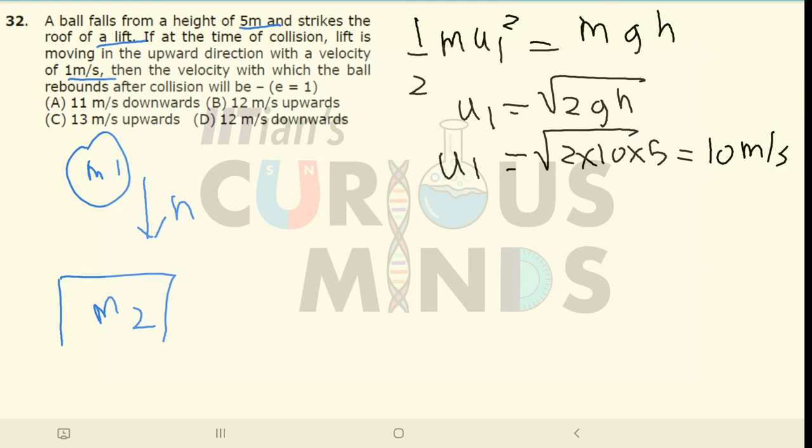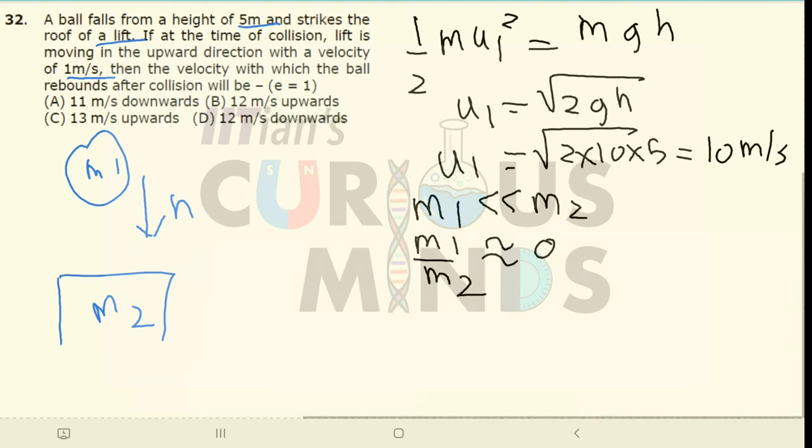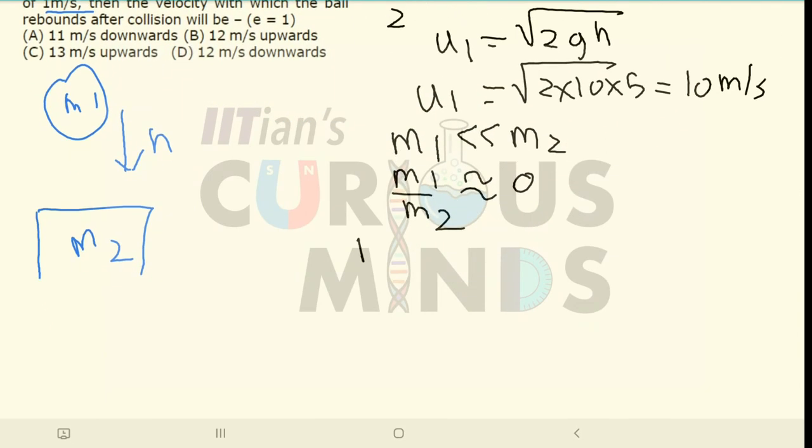Now, the second thing we have to understand is that the mass of the lift is very large as compared to the mass of the ball. So I can say that m1 is very small as compared to m2, or that m1 by m2 will approximately be equal to 0. We will use this later. Let us substitute in the conservation of momentum: m1 u1 plus m2 u2 will be equal to m1 v1 plus m2 v2.